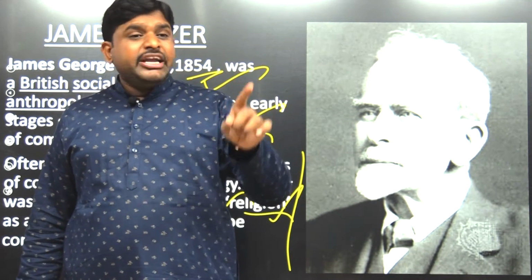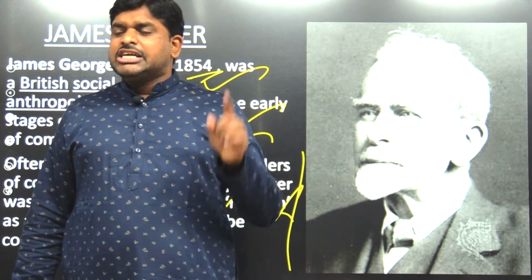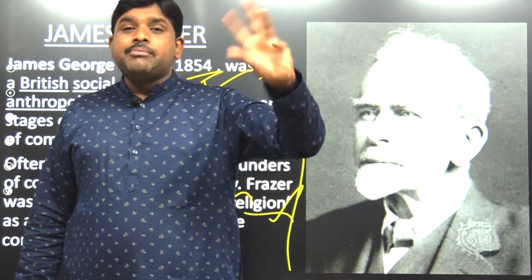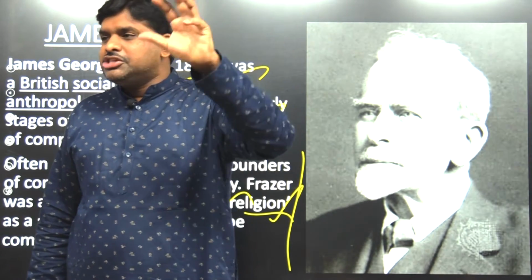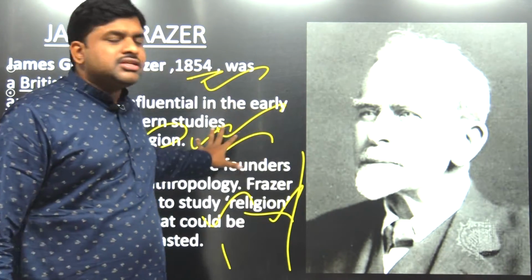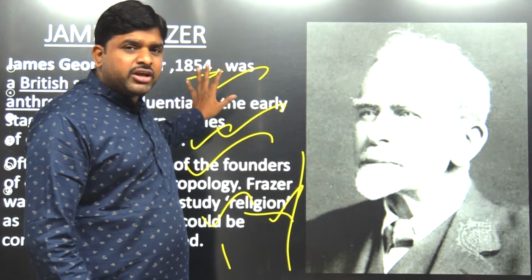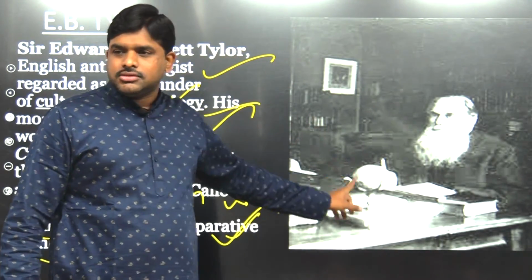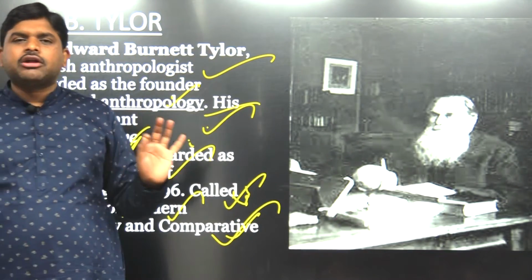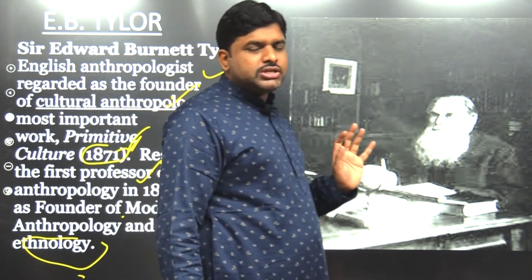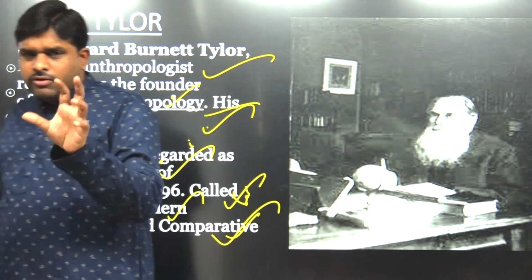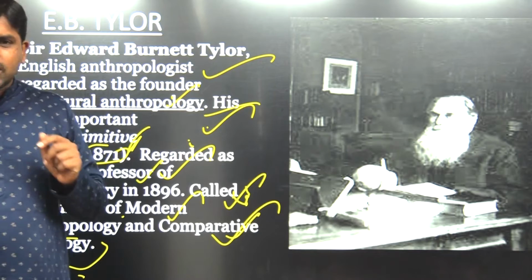James Fraser, British anthropologist. He is famous for what studies? Religion. He compared and contrasted religion. So, if this person is there, it means religion. If Henry Morgan is there, it is kinship; for primitive culture, the beginner is E.B. Tylor. These three people are part of classical evolutionism. Now, we will go into the discipline. Now, we will go into the thought, what they want to tell.